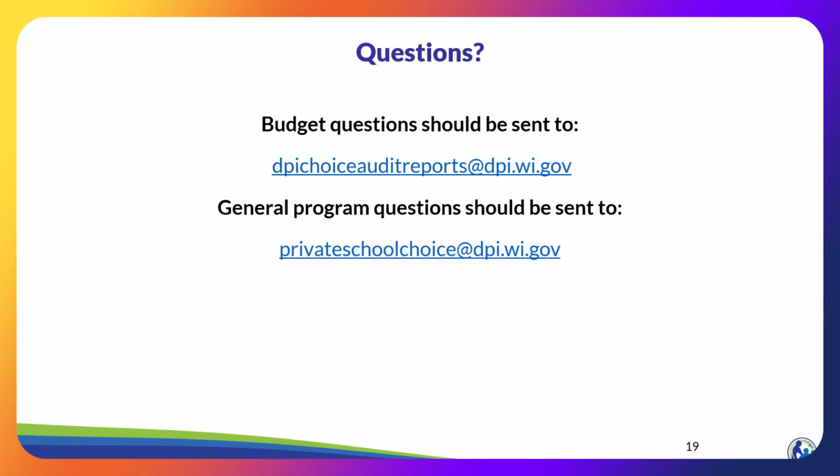Questions on this training, including questions on the budget and cash flow report, should be directed to DPI Choice Audit Reports at dpi.wi.gov rather than a specific auditor. This mailbox is monitored by all of the choice program auditors. If you have general choice program questions, they should be directed to the choice program consultant at privateschoolchoice at dpi.wi.gov.